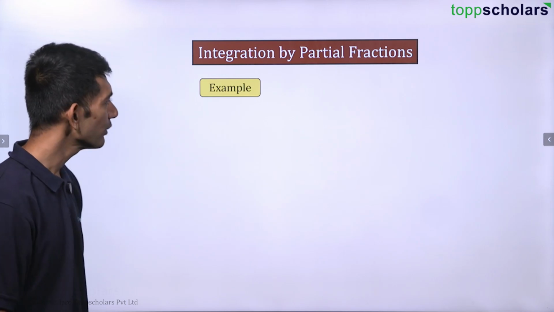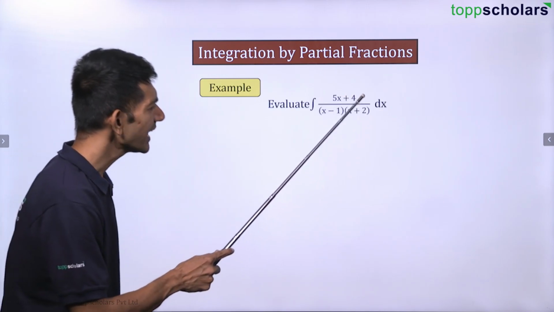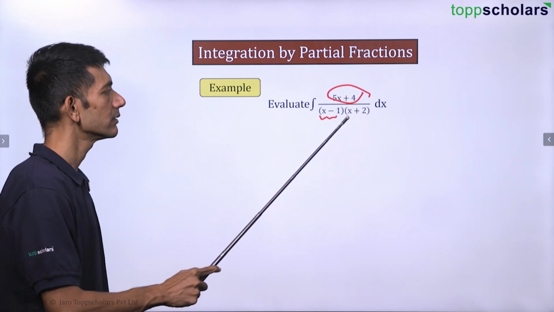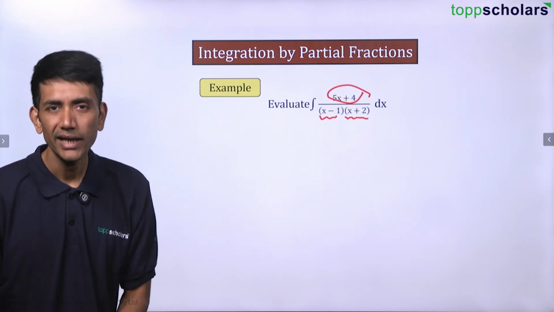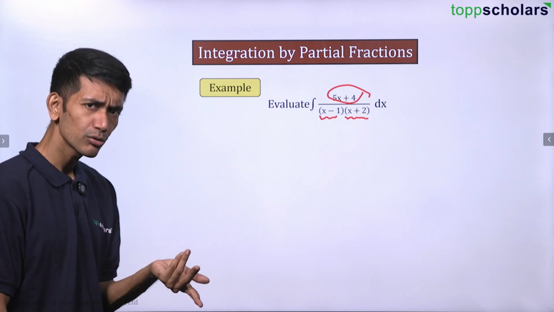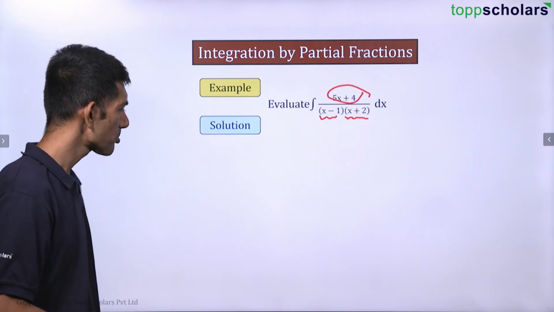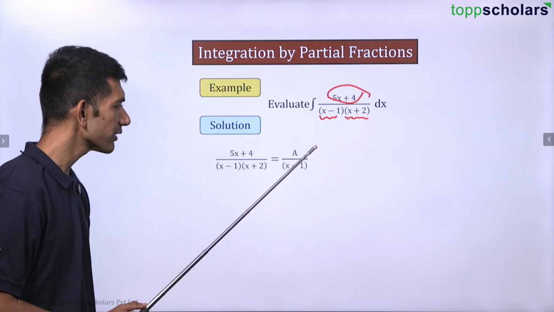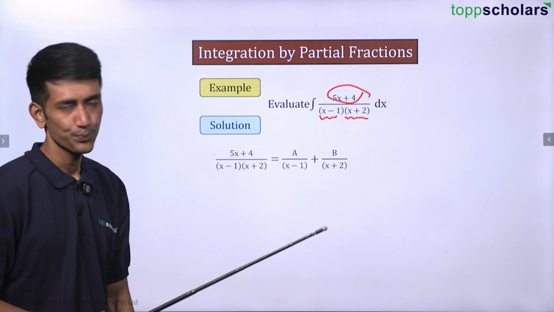Okay, let us have a look at one more example. Same thing, we have a function with linear factors x minus a, x minus b. As I said, it can be x minus a, x plus b also; minus or plus doesn't matter. So here this will be equal to a upon x minus 1 plus b upon x plus 2.